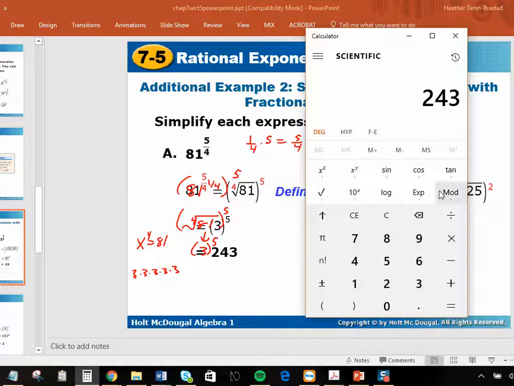This calculator does not have a button to do fractional exponents. If you're holding a handheld one, you might, so you might be able to do these a little bit easier.